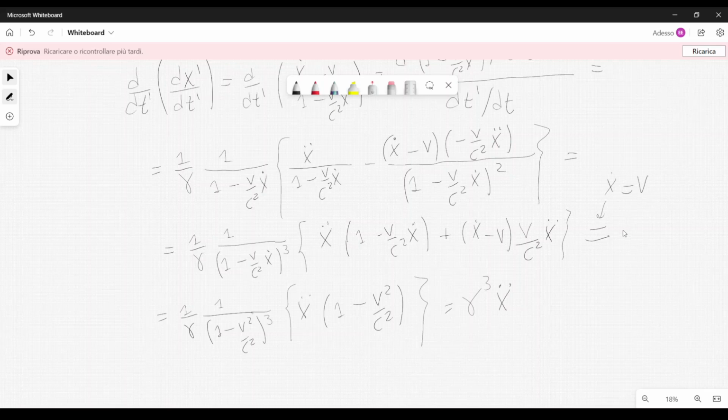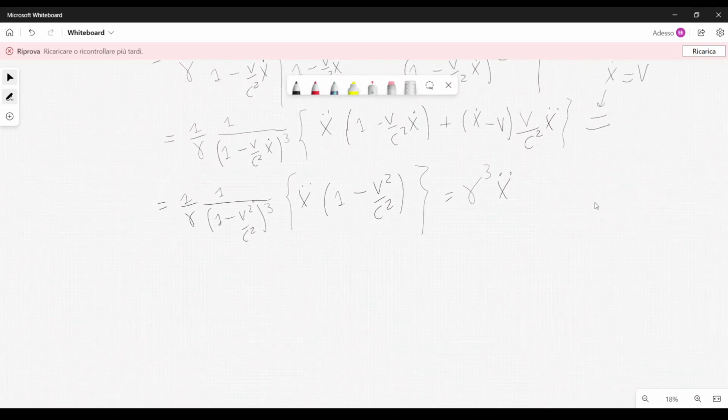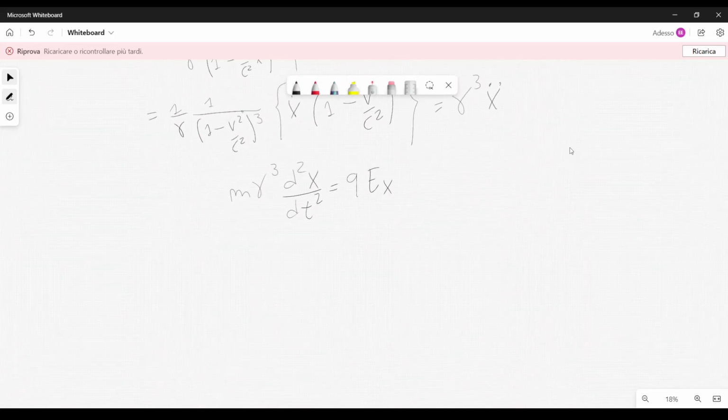So if we substitute into the x component of Newton's second law for the new frame, the K frame, we have m gamma cubed d squared x over dt squared equal to q Ex, because we know that E prime x is equal to Ex. Now, working with the y component of Newton's second law, we have something similar. So the procedure is the same. We have to follow the same steps. The calculation will be slightly different because we have a different component.